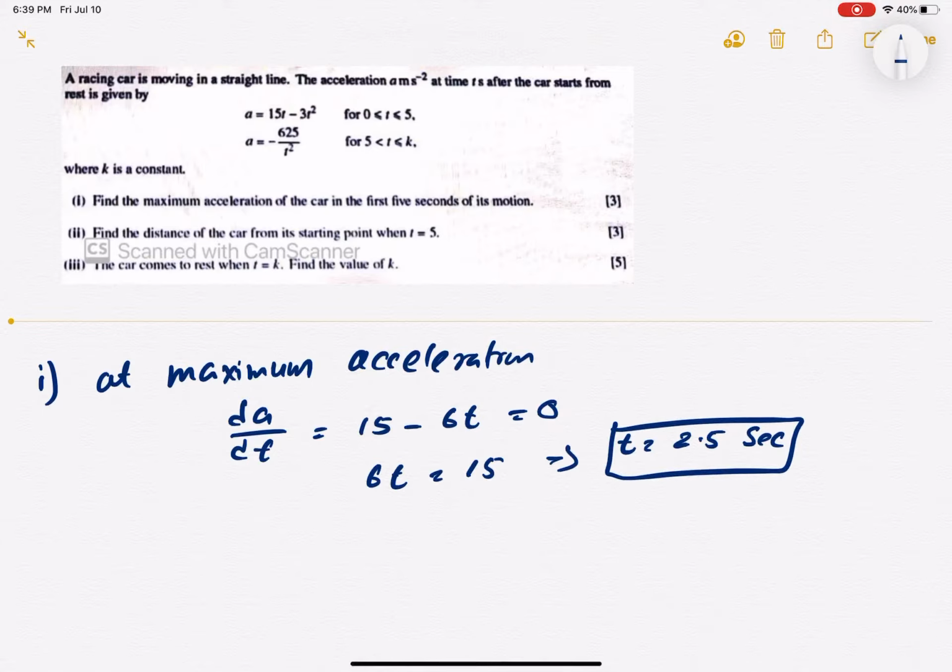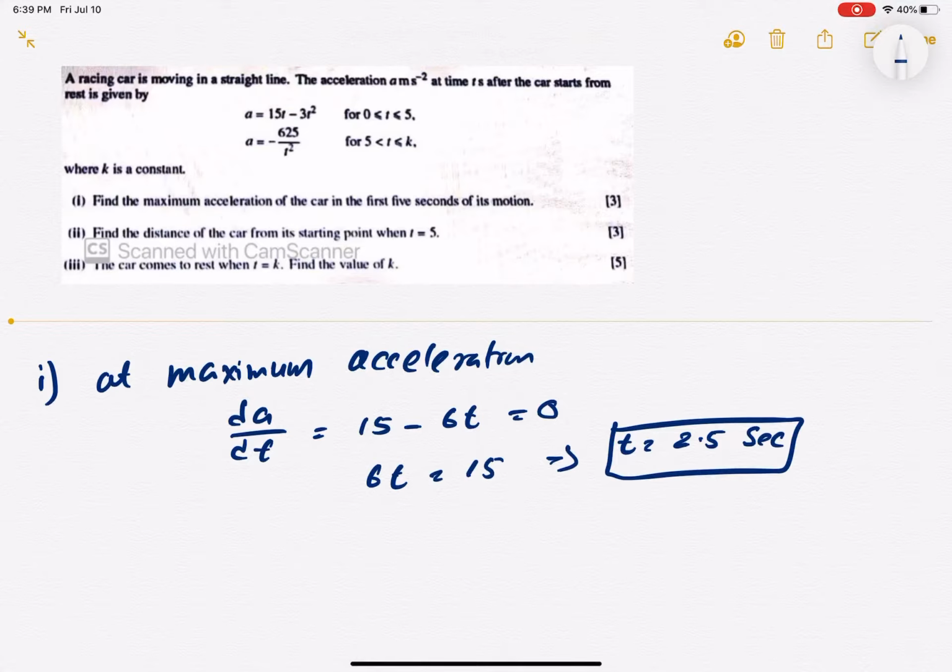In part II, it says find the distance of the car from its starting point when t equals 5. So we need to find the displacement between the starting point and the position where the car is at t equals 5. Since they are talking about the distance, we need to make sure the car doesn't turn backwards, so that the distance will not be the same as the displacement.